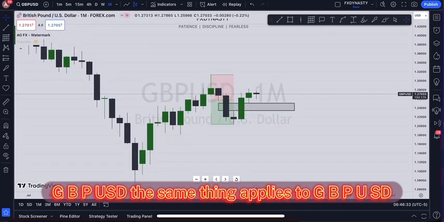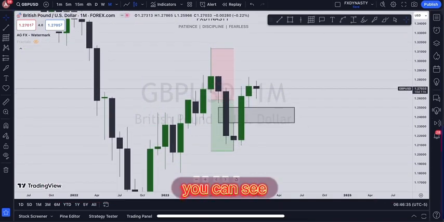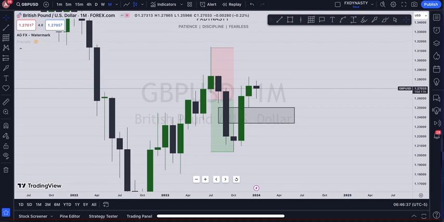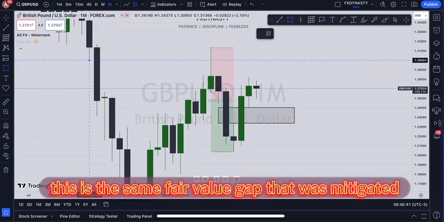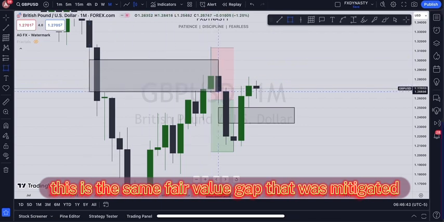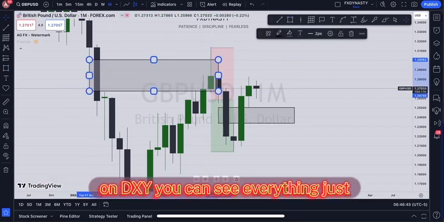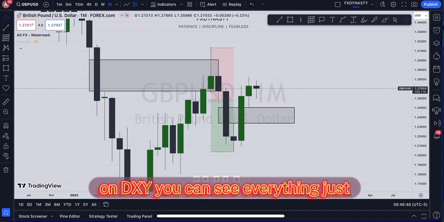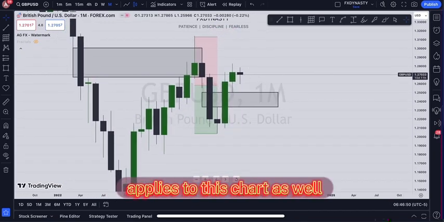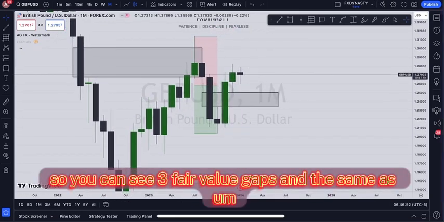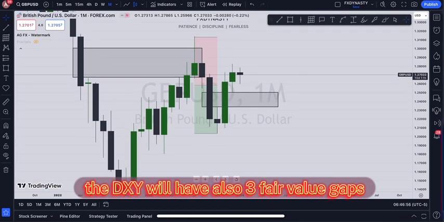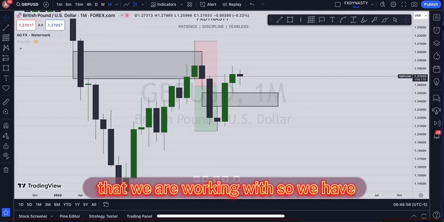GBPUSD, the same thing applies to GBPUSD. You can see on this current range, this is the same fair value gap that was mitigated on DXY. You can see everything just applies to this chart as well. So you can see 3 fair value gaps, and the same as the DXY, we also have 3 fair value gaps that we are working with.